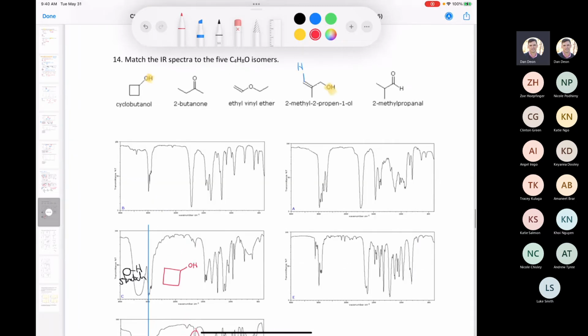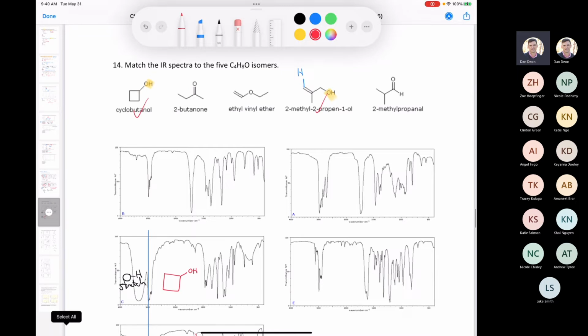Okay, so we've solved this one and this one. Are there any other ones that anybody was able to identify? Does anybody have an idea about any of the other ones?